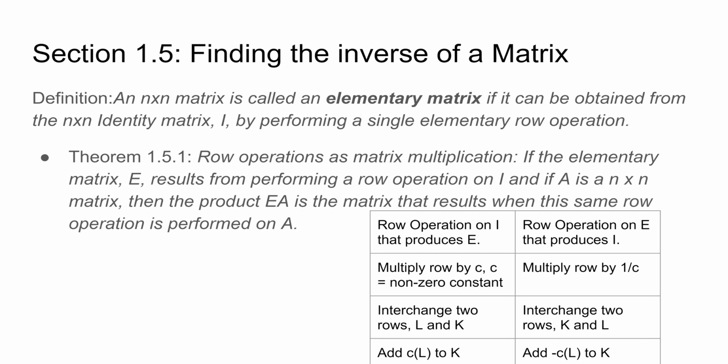So, first of all, we've got to understand what an elementary matrix is. An elementary matrix is a matrix that can be obtained from the n by n identity matrix I by performing a single elementary row operation.